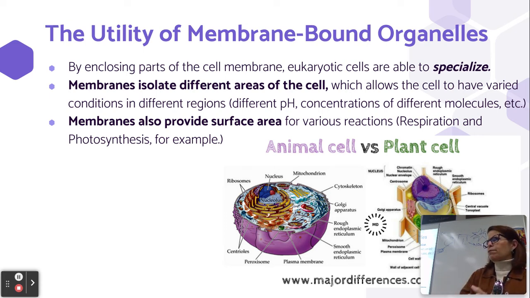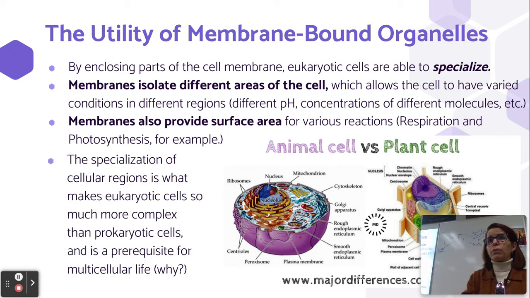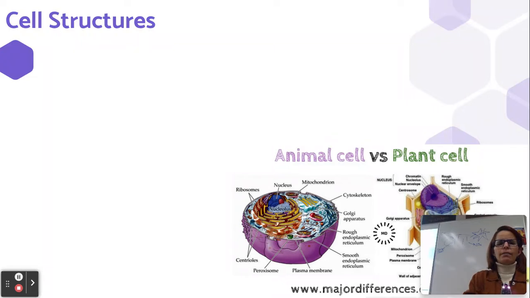Membranes isolate different areas of the cell so that special reactions can happen just in this area and not in this area. And then membranes provide surface area for more reactions to occur. So that increases, remember, it's all about surface area to volume, and that'll come up in just a second. But the more folds an organelle has, or even on the surface of an organelle, that allows more reactions to occur on that surface. All right, I am moving on.